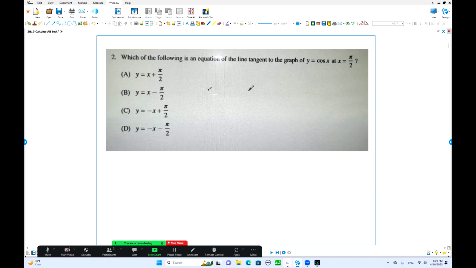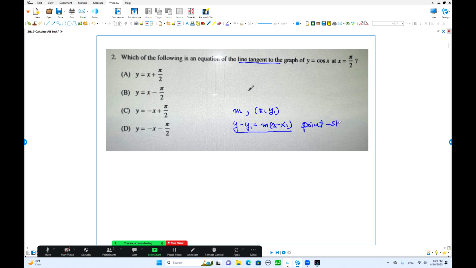Number 2, which of the following is an equation of the line tangent to the graph y equals cosine x at x equals pi over 2? When you have a line tangent, just find out the slope and a point. If you have a slope and point, you get the equation. y minus y1 equals slope times x minus x1. That is the point slope form, right?